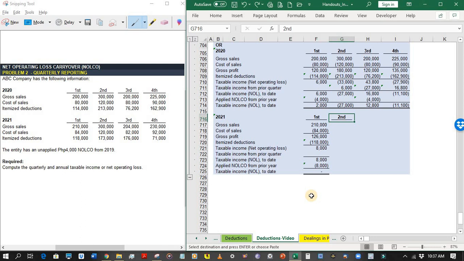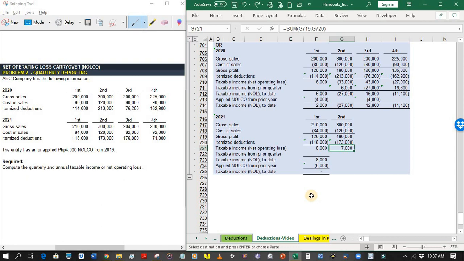So again, for this format, the amounts are initially non-cumulative. So the gross sales for the second quarter is 300,000 pesos. Then cost of sales is 120. So gross profit is 180. Then the itemized deduction is 173. So for the second quarter only, which is from April to June, the taxable income is 7,000 pesos.